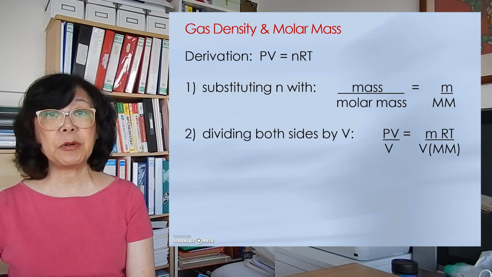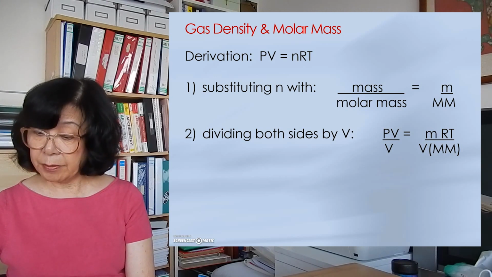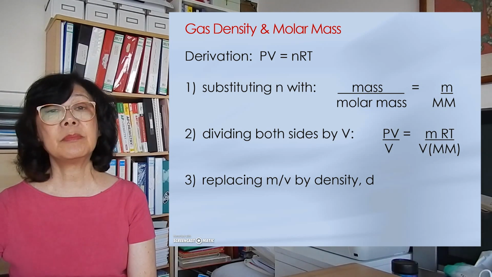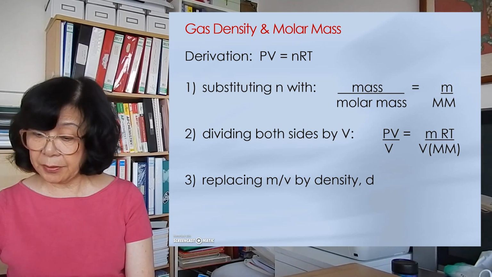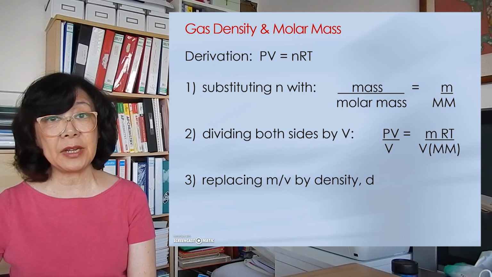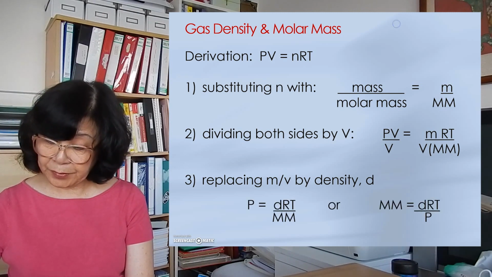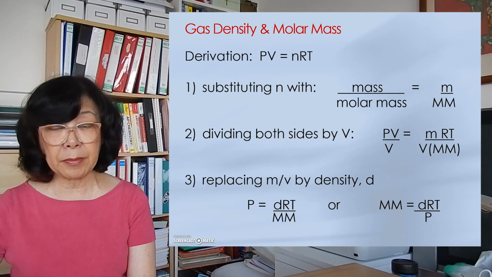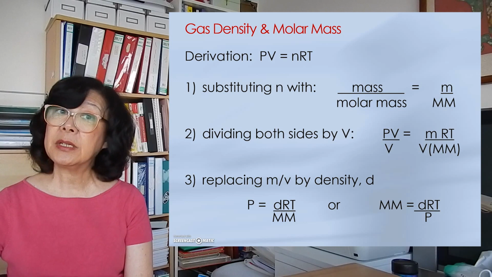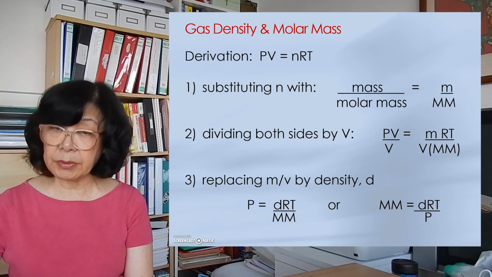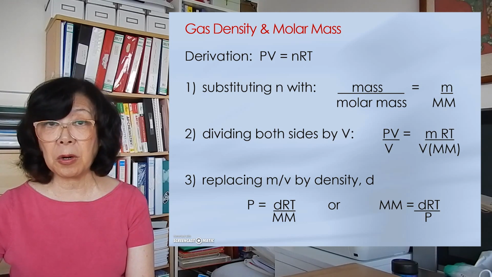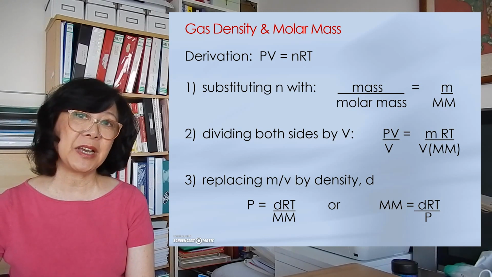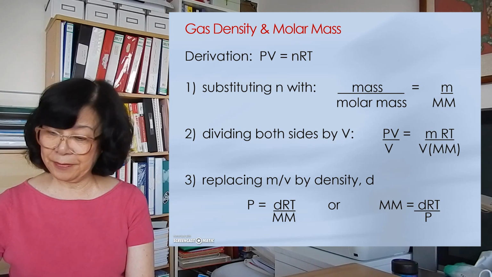Now we also divide both sides by V, the volume, and also replace the m over V by density, canceling out the V on the left-hand side. So we are now left with P is equal to dRT over MM, or pressure is density times ideal gas constant times temperature over molar mass, or molar mass is dRT over P. I joke around with my kids saying molar mass is dirt over P.